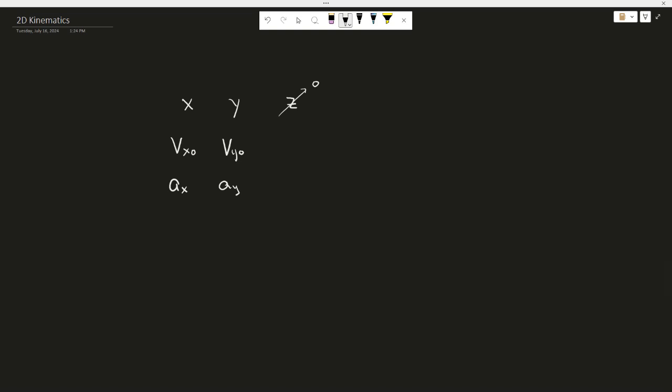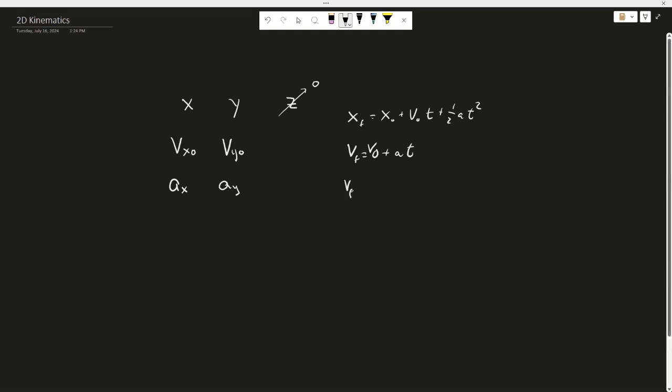We will still get the same three basic kinematic equations: x final equals x naught plus v naught t plus 1/2 at squared. Then v final equals v initial plus at. And finally, Vf squared equals V naught squared plus 2a delta x. The only main difference here is that we'll have two sets of them. So we'll also have a y final equals y initial plus V naught y t plus 1/2 ay t squared.